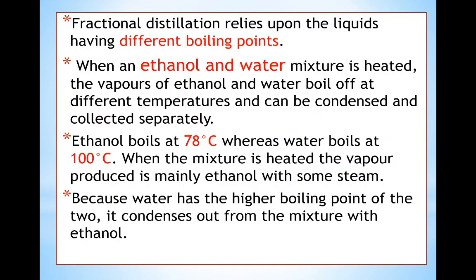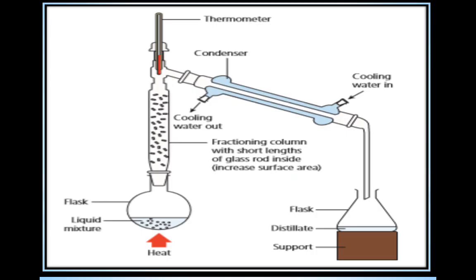Fractional distillation relies upon the liquids having different boiling points. When an ethanol and water mixture is heated, the vapors of ethanol and water boil off at different temperatures and can be condensed and collected separately. Ethanol boils at 78 degrees Celsius, whereas water boils at 100 degrees Celsius. When the mixture is heated, the vapor produced is mainly ethanol with some steam. Because water has the higher boiling point of the two, it condenses out from the mixture with ethanol.